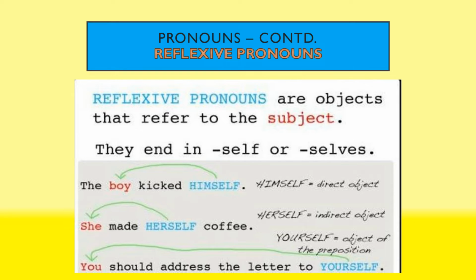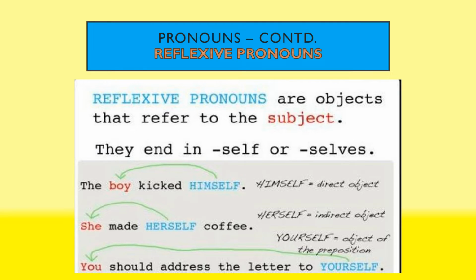She made for whom? Herself. She made herself coffee. You should address the letter to yourself. To whom? To yourself. So all these are reflecting back on the subject. Can you see the arrow again? That goes back to the subject. So this should clarify. Always remember, students, reflexive pronouns are always the object also of the subject.